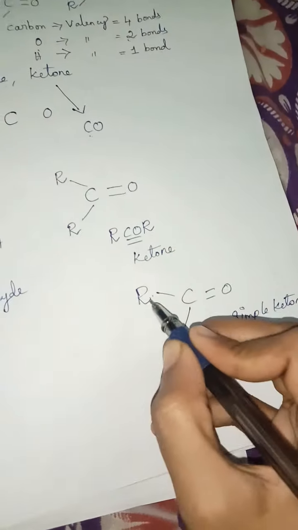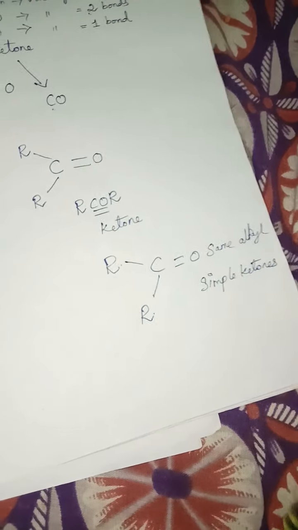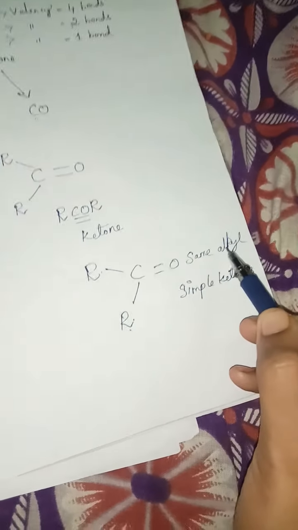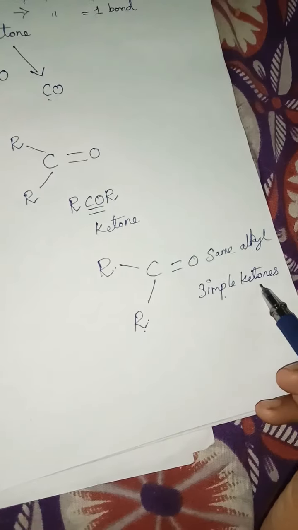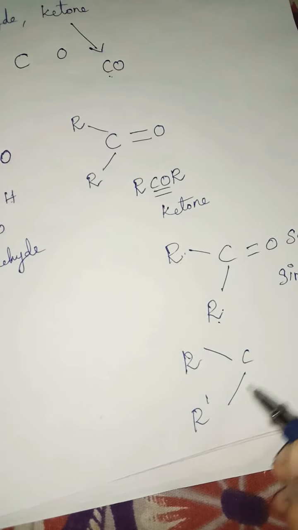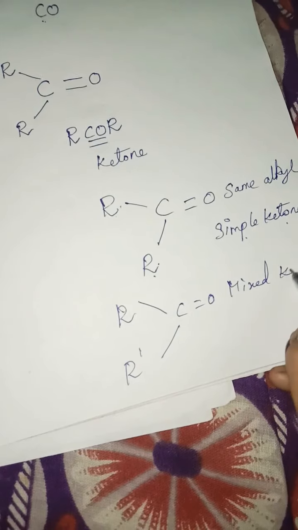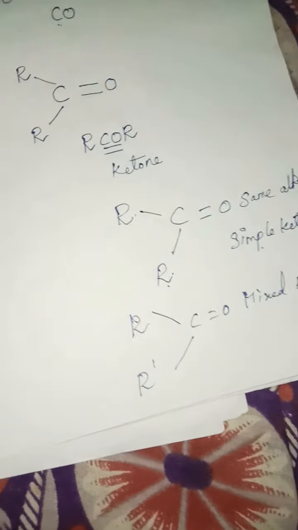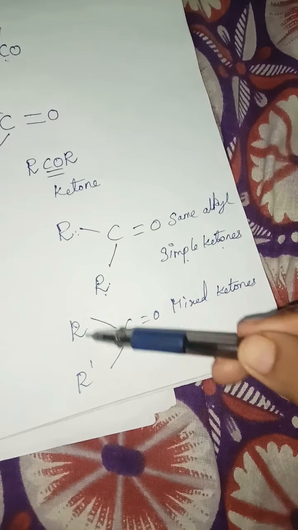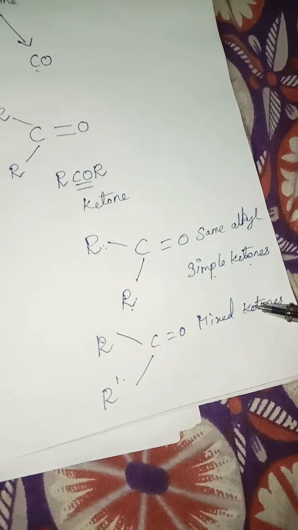Same alkyl group, here R and R. See, this is the same, this is also the same. So when the same alkyl group is present, that is known as a simple ketone. When different alkyl groups are present, that is known as a mixed ketone. See, this is the same alkyl group, so we say simple ketones, but here different alkyl groups, so we say mixed ketones. Okay, once again I will repeat.